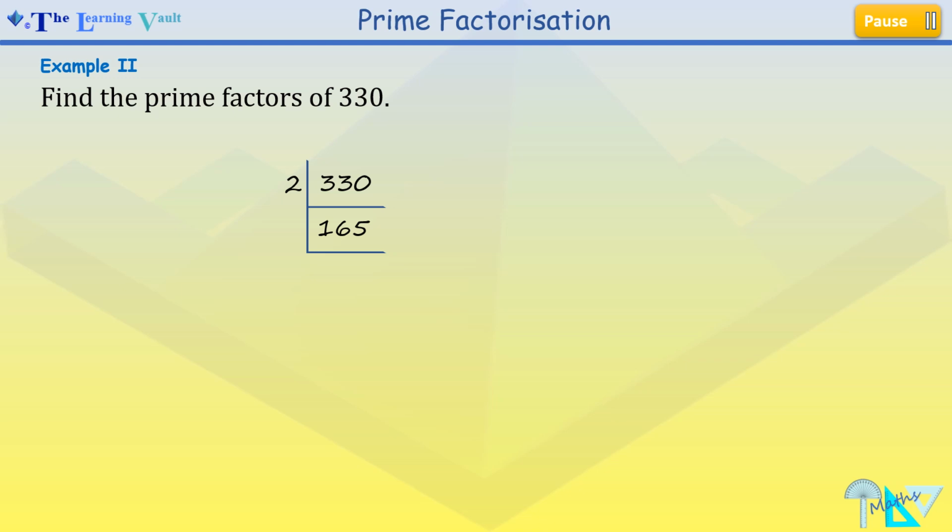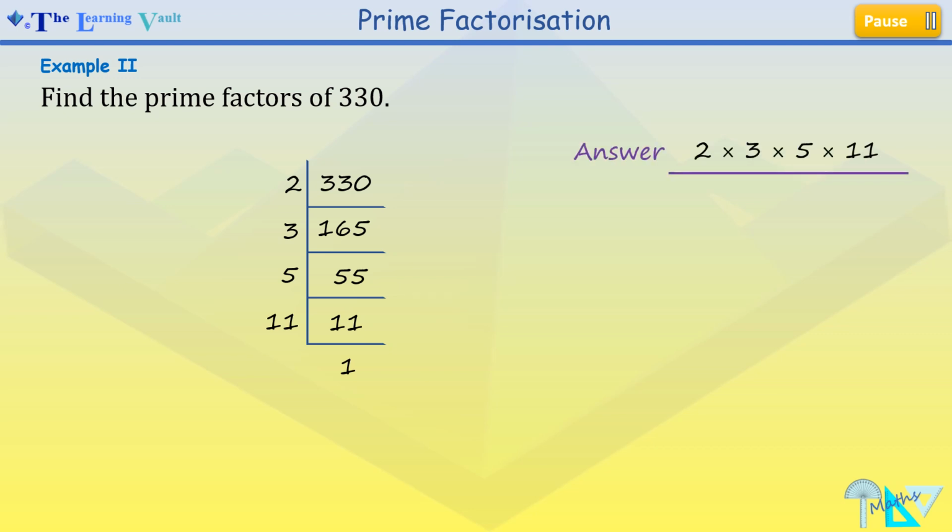So 3 into 165 will give me 55. Now the next number is 5. 5 into 55 will give me 11. Now the next prime number that can go into 11 is 11 itself, which will finally give us 1. So therefore our answer is 2 times 3 times 5 times 11.